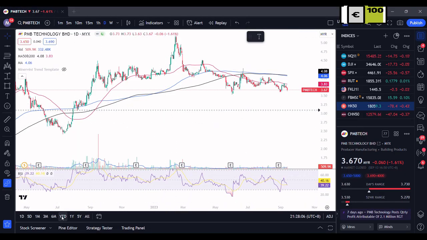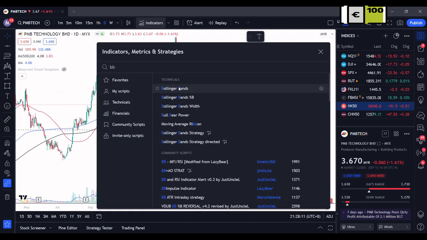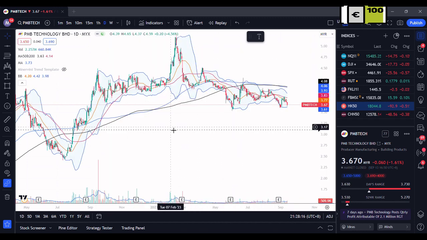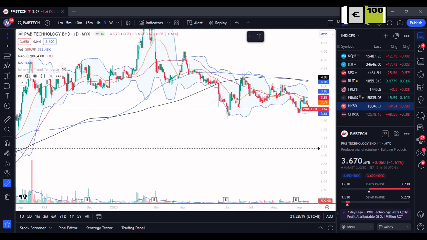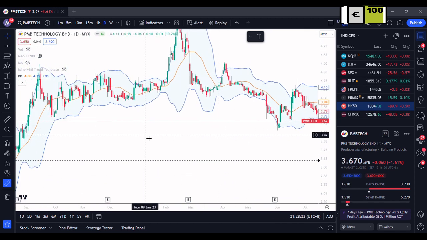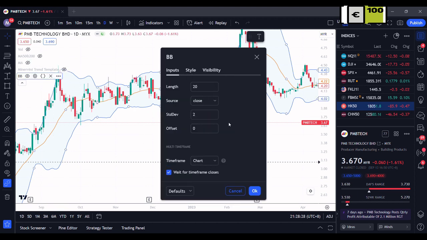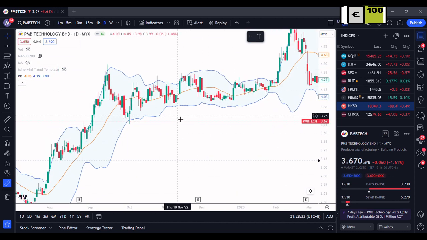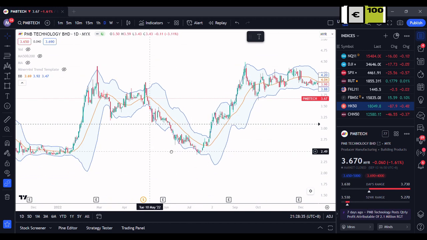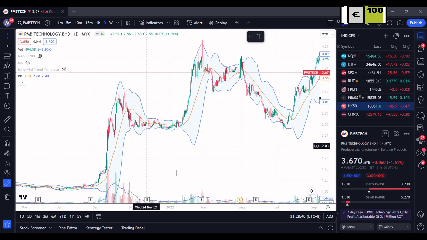Okay, looking at the chart, let's remove RSI first. Then we add Bollinger Band. Just type BB. It's quite well known already, Bollinger Band. So this is Bollinger Band basically. Let me hide the others first. Bollinger Band is actually produced from two moving averages. The 20 is actually the range. So what Bollinger Band says is whatever happens to the stock, it will always stay within this band.